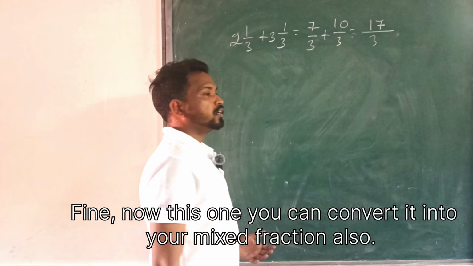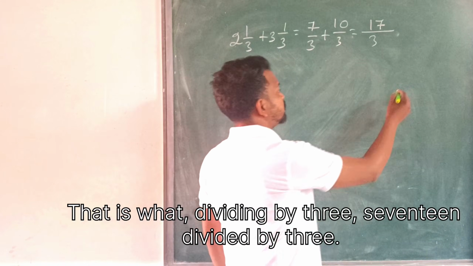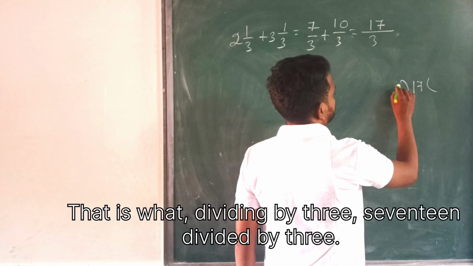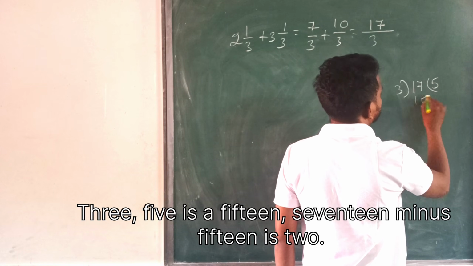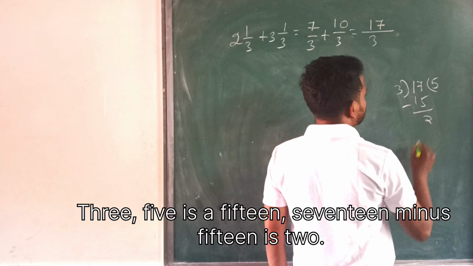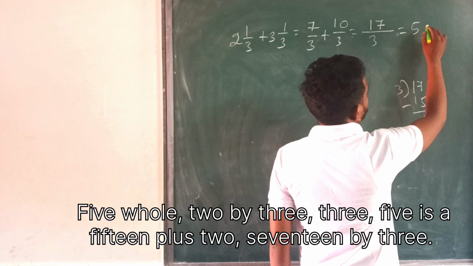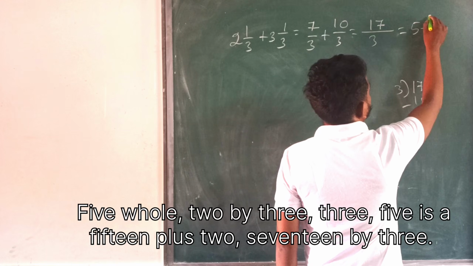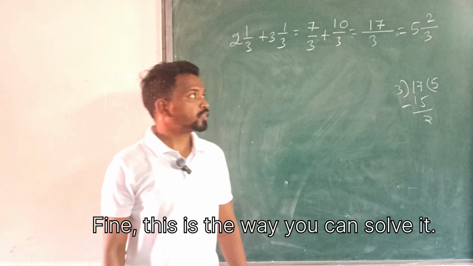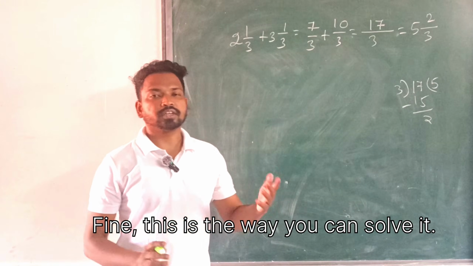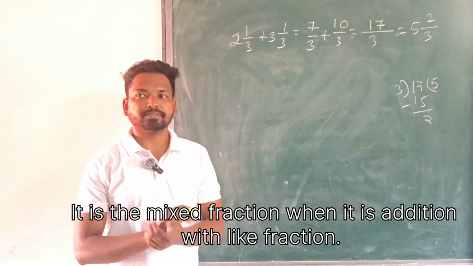Fine. Now this one you can convert into a mixed fraction also. That is, dividing 17 by 3, 3 5s are 15, 17 minus 15 is 2. So what is that? 5 whole 2 by 3. 3 5s are 15 plus 2, 17 by 3. Fine. This is the way you can solve the addition of mixed fractions with like fractions.